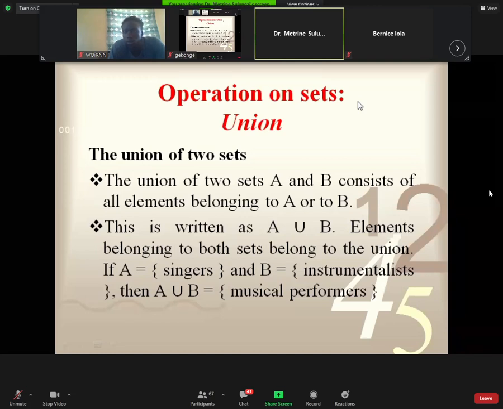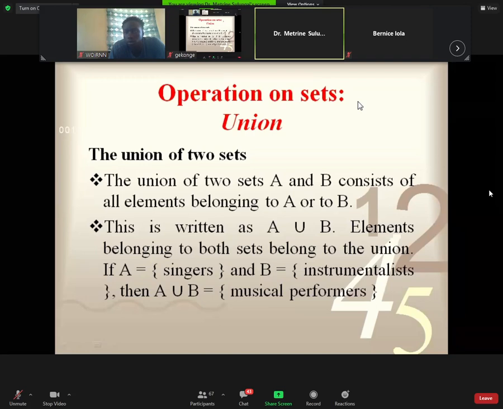Suppose we are looking at children belonging to a family of Kamau and Jane. We are saying all those children belong to the two parents, isn't it? So that is a union.